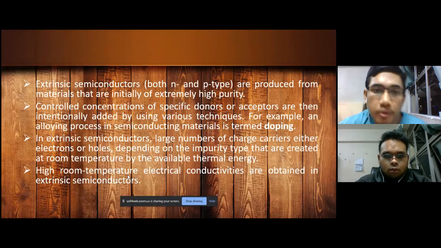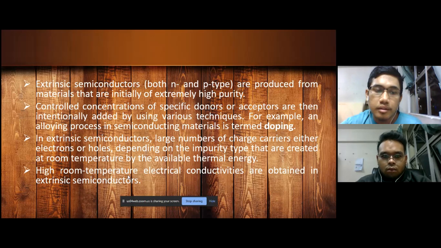Okay, extrinsic semiconductors, both N-type and P-type, are produced from material that is initially of extremely high purity. Controlled concentrations of specific donors or acceptors are then intentionally added using various techniques. For example, an alloying process in semiconducting material is termed doping. In an extrinsic semiconductor, a large number of charge carriers, either electrons or holes depending on the impurity type, are created at room temperature by the available thermal energy. High room temperature electrical conductivity is obtained in an extrinsic semiconductor.